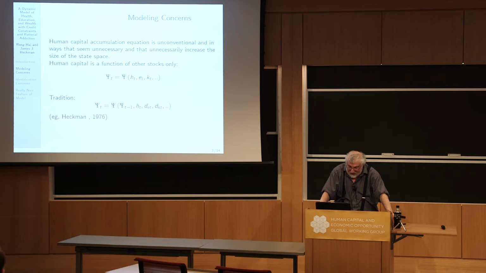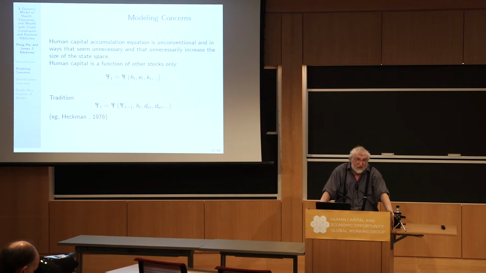The advantages of the second over the first are, first of all, it requires a much smaller state space. If you have an equation like the second one, you don't have to keep track of the amount of education that people have every period or the amount they've worked. All you have to keep track of is how much human capital they have. That's not observed, but that's not particularly relevant to solving the dynamic programming problem.